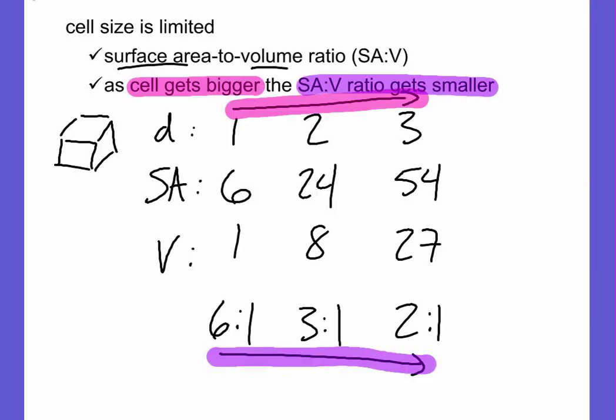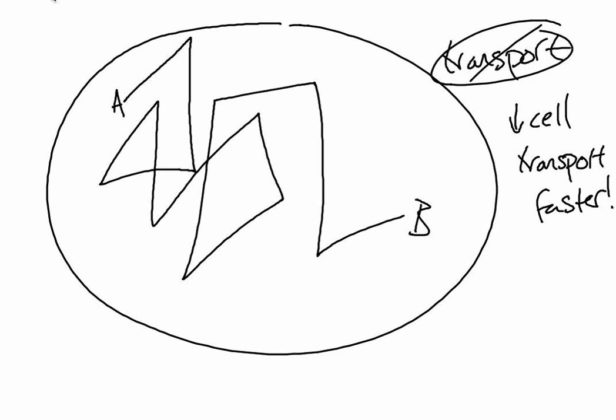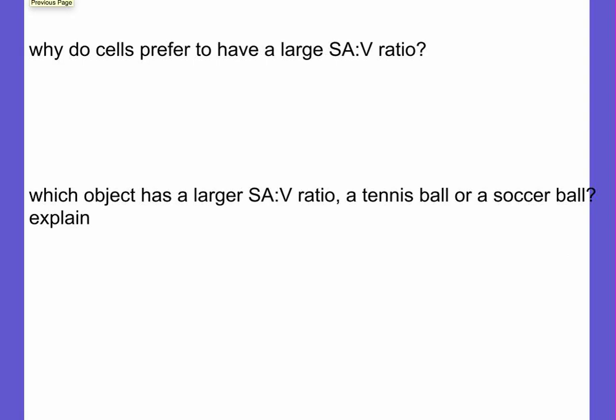So again, we got surface area to volume. As the cell gets bigger, as the demand gets bigger, the supply gets smaller. So you need that supply to be big enough to meet your demand inside of the cell. You also need those distances to be short that need to be traveled because otherwise it's going to take forever. So again, you can answer this first question with the help I've just provided, hopefully.